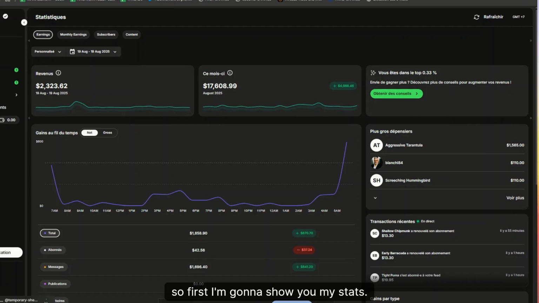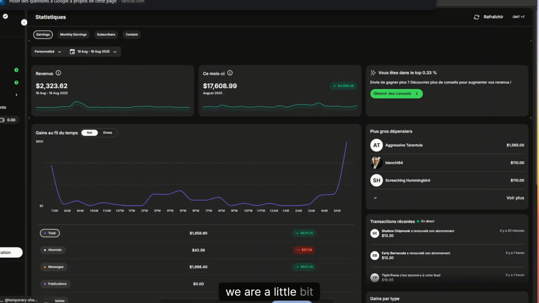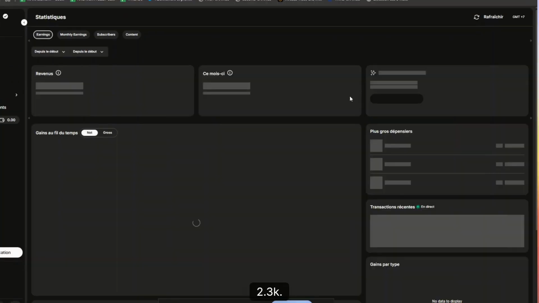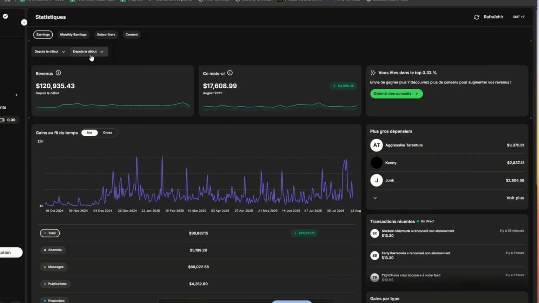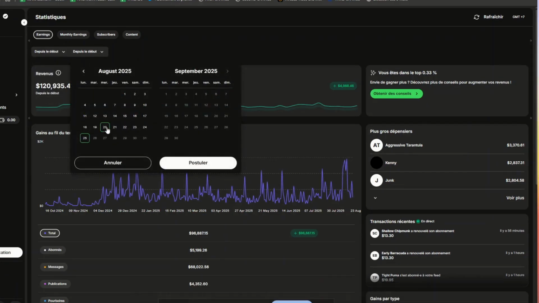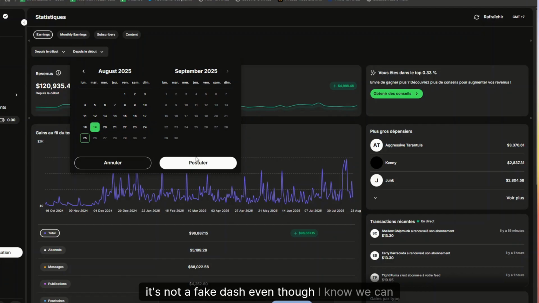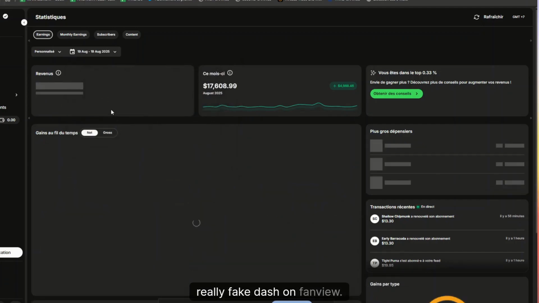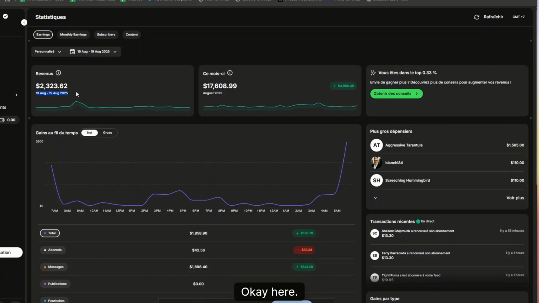First I'm gonna show you my stats. So we are a little bit after the middle of August. I'm gonna show you how I made 2.3K. So I'm gonna go here, I'm gonna refresh everything so you know that it's not a fake dash, even though I know we can't really fake a dash on FanView. Okay, here, so the 19th of August, 2.3K.